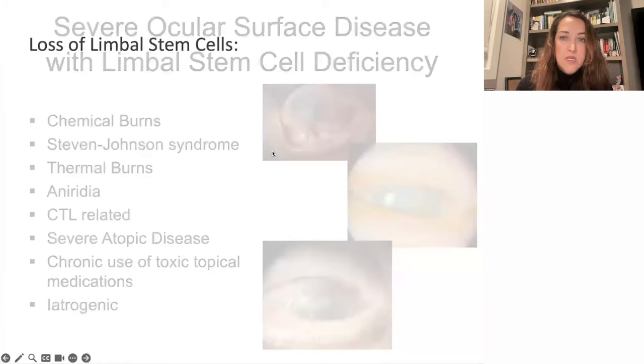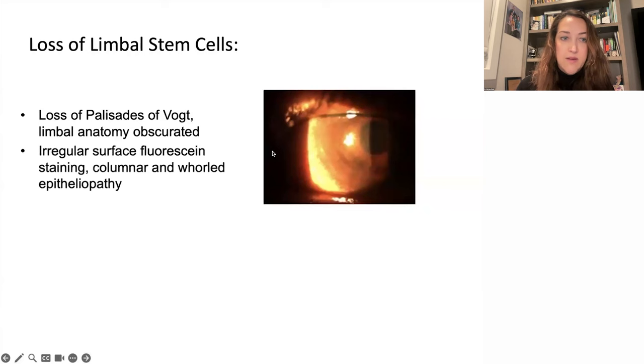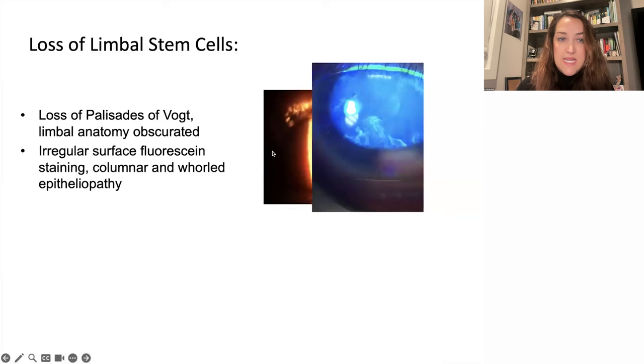So usually with loss of stem cells, what we first see is that the architecture of the limbus is not clear. It becomes obscured, and those palisades of Vogt are gone. And that distinction between where the sclera ends and where the cornea begins, that area of the limbus, develops some neovascularization and irregularity. As the next stage, we see irregular fluorescein staining of the corneal surface. So you get this initially very column-like and then eventually very whorled epitheliopathy that can extend into the visual axis and be very visually disruptive for the patient.